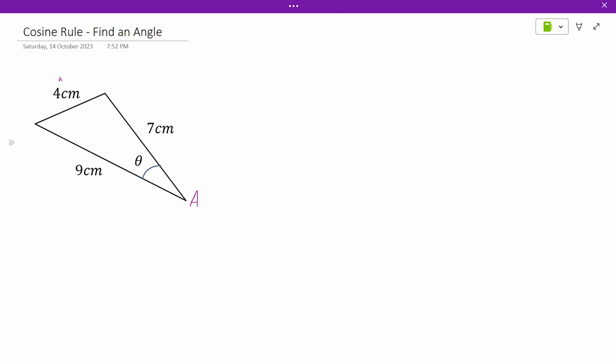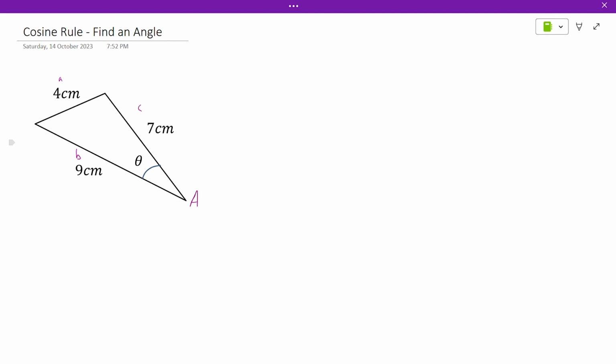Now we've got two more side lengths. It doesn't matter if we label them B or C, so I generally just like to go left to right. So the one on the left is going to be B, and the one on the right is going to be C. And both of those are lowercase, remembering all the side lengths must be lowercase.